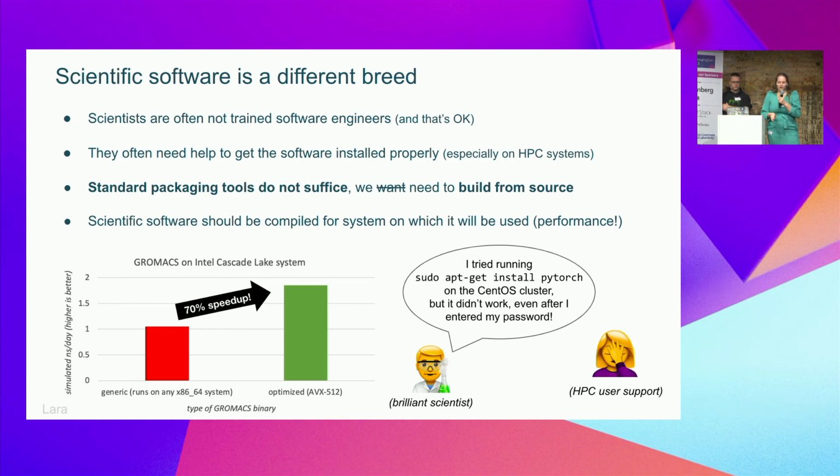And it's also not viable for them in most cases to use standard software packaging tools, because as you can see on the graph, it shows a generic build for GROMACS, and then also an optimized build for GROMACS. And you can see that there is almost a 70% speed up when the software is optimized. So it's important that the software is optimized.